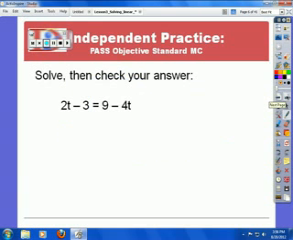You take a minute and try this problem. Did you get t equals 2? I hope so. No matter which term you moved first, you want to move them by adding the opposite.